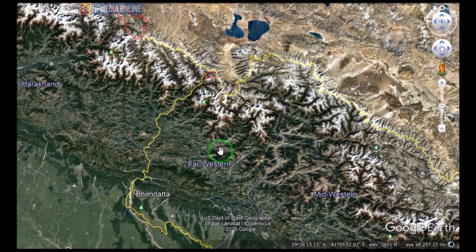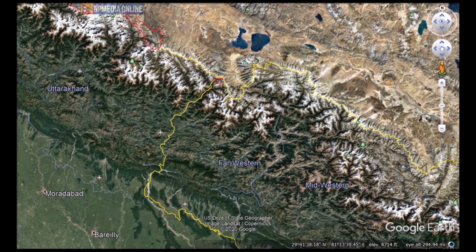So, this is the default view on Google Earth. Yellow, international boundary. Red, disputed area. Alright, let's look at some places now. Place 1, Kali River.